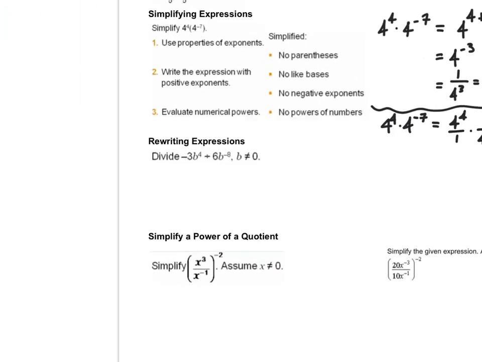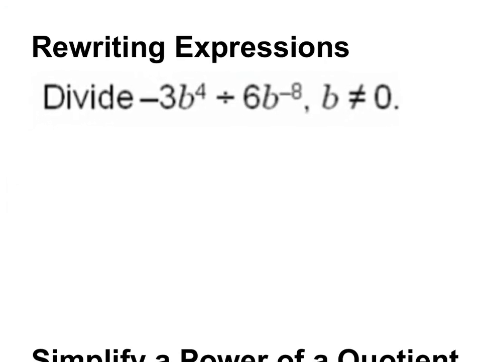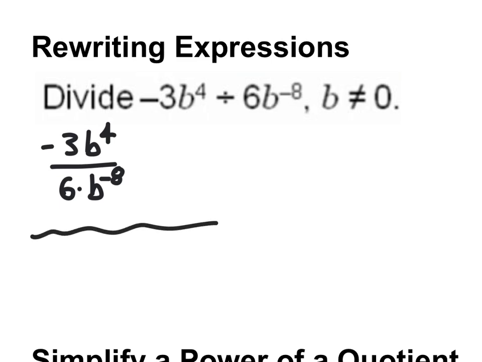So they want us to simplify. They want us to divide negative 3b to the 4th by 6b to the negative 8, and b cannot equal 0. So I'm going to rewrite this as negative 3b to the 4th divided by 6 times b to the negative 8. Something like this, we could still do. There's a number of ways to do it. I'm going to do it a couple different ways. I'm going to rewrite this as negative 3b to the 4th over 6b to the negative 8.